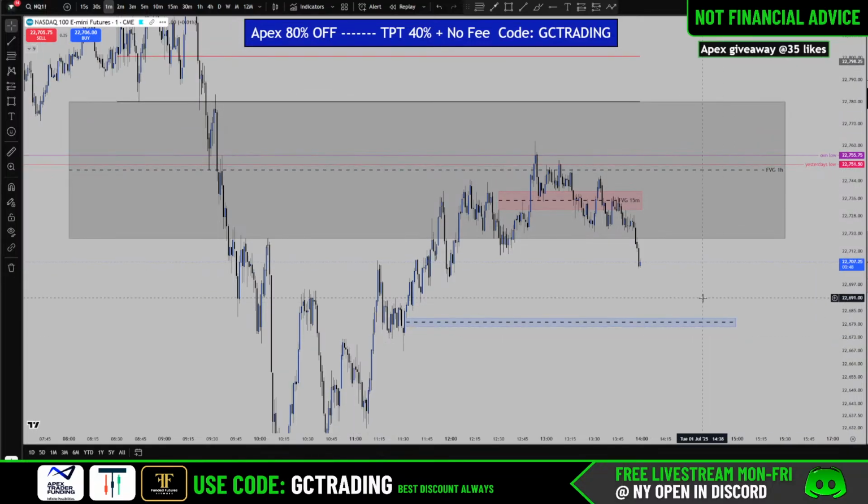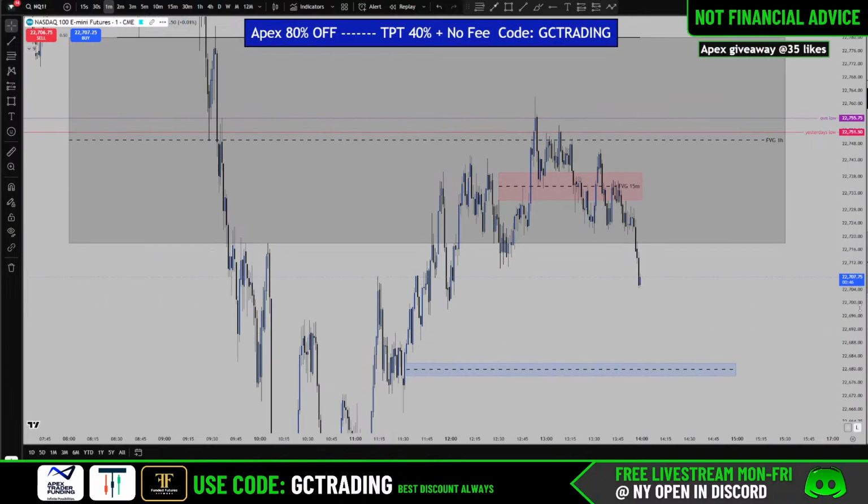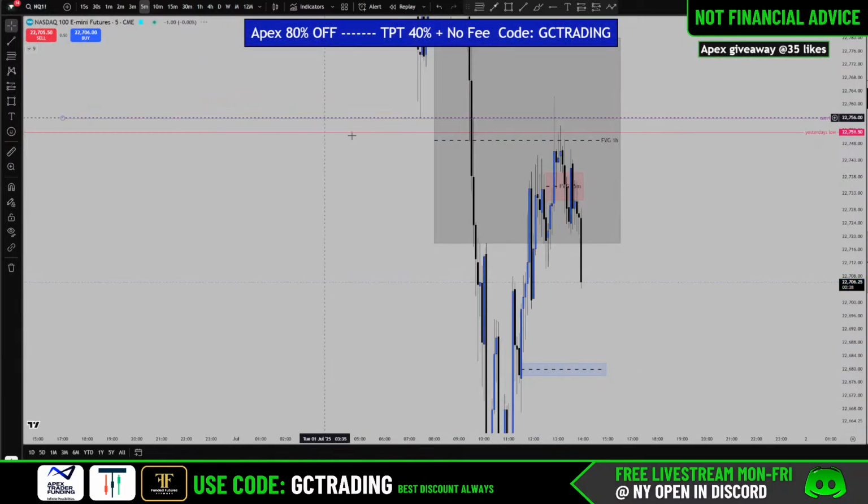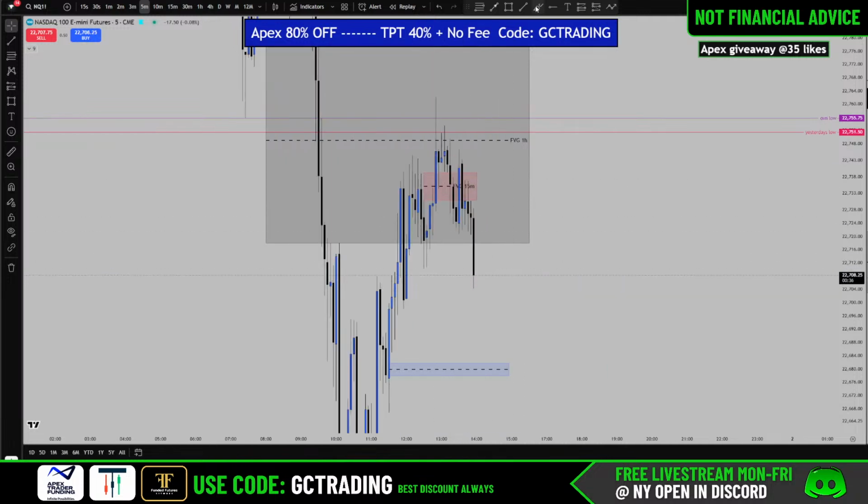So if we do want to continue, that's probably a target we'd go for. But let's see how we react. This is a good place to see how we react, because we just took out this low right here.